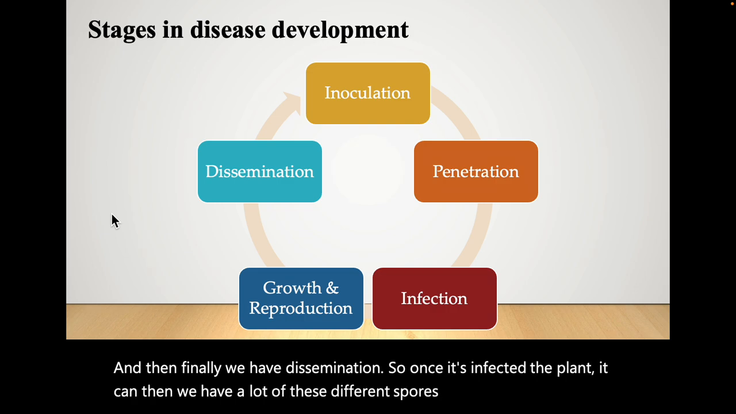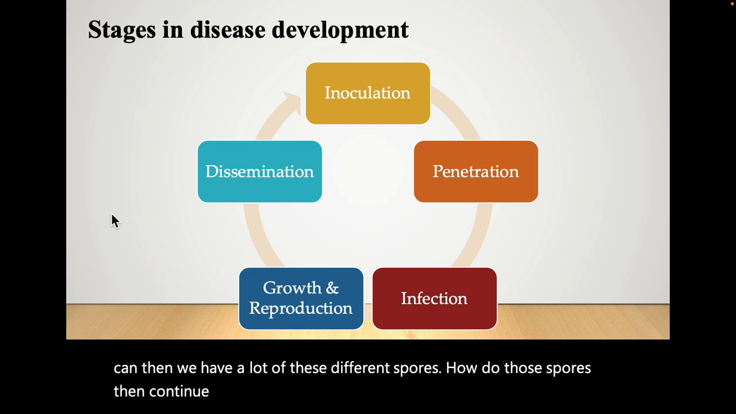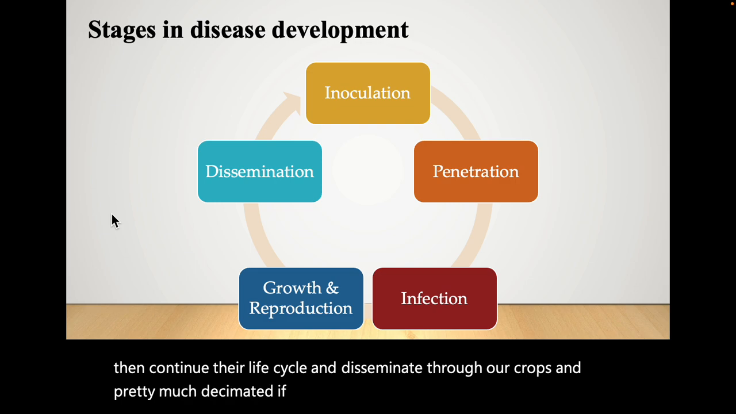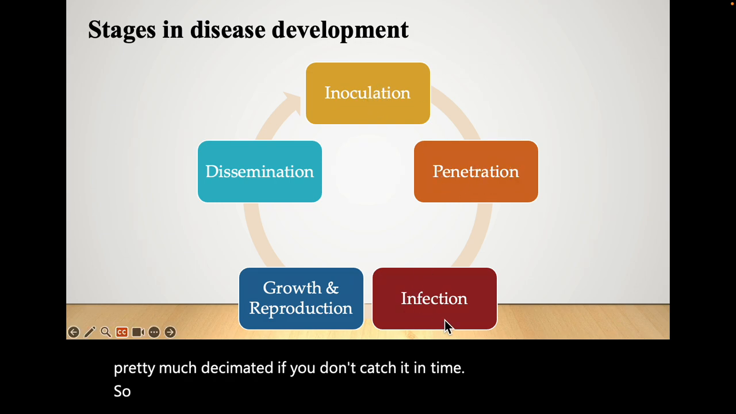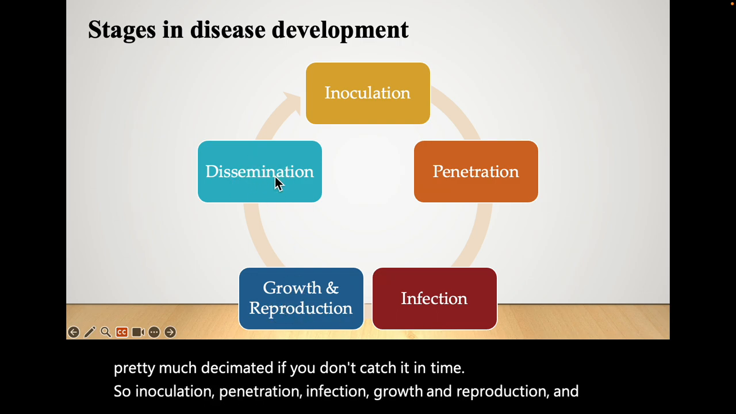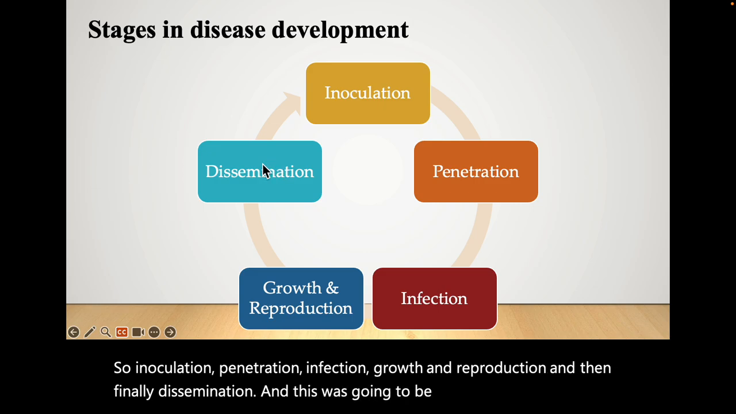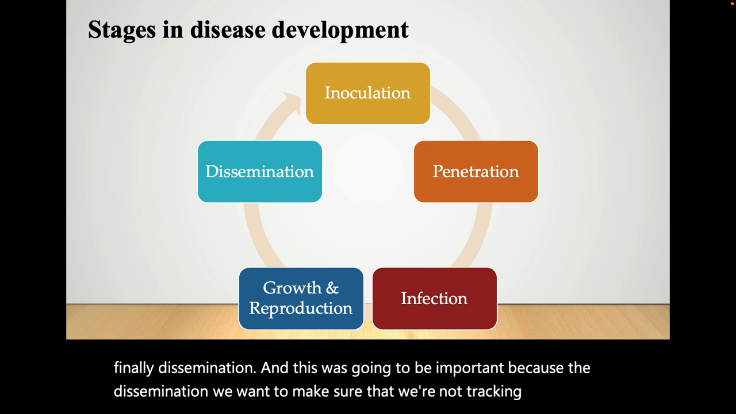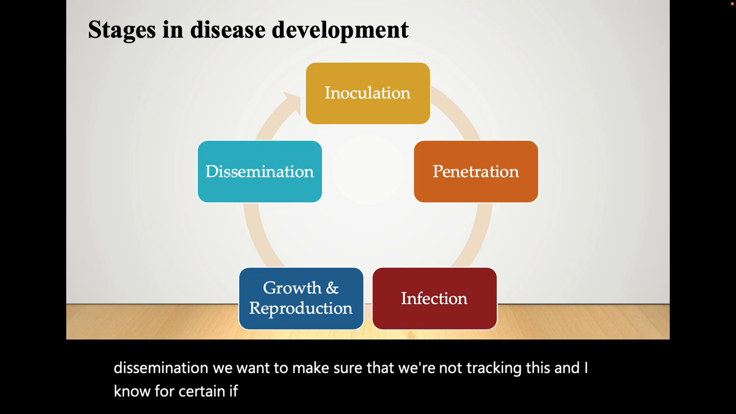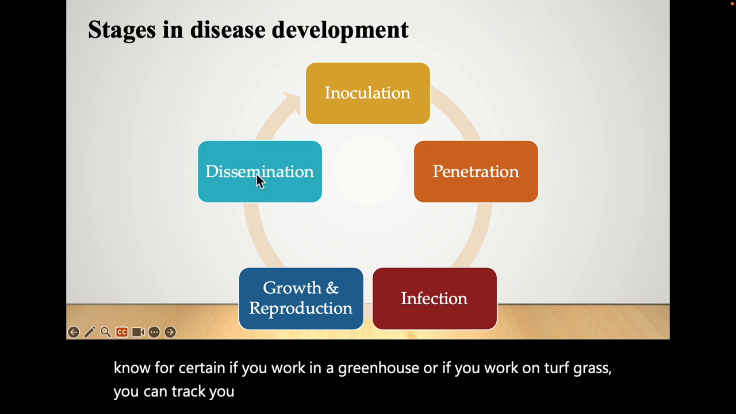How do those spores then continue their life cycle and disseminate through our crops and pretty much decimate it if you don't catch it in time? So, inoculation, penetration, infection, growth and reproduction, and then finally dissemination. And this one's going to be important because like the dissemination, we want to make sure that we're not tracking this. And I know for certain, if you work in a greenhouse or if you work on turf grass, you can track disease all across your whole golf course and not even know it.